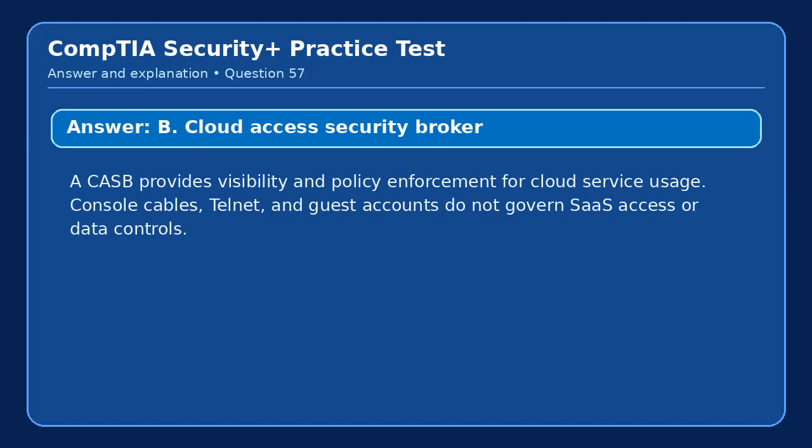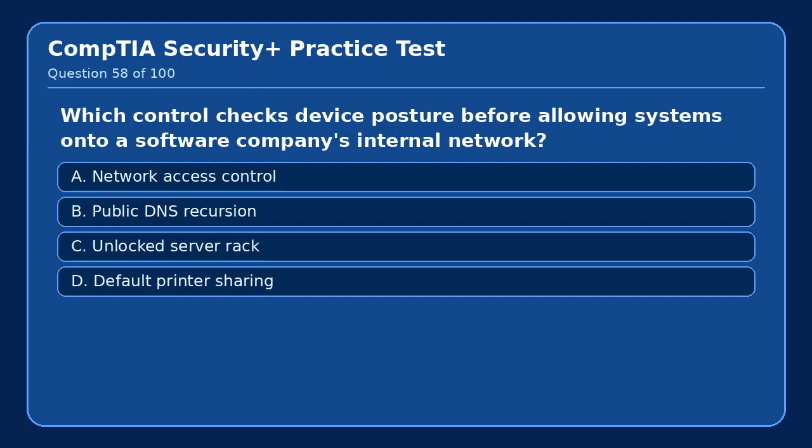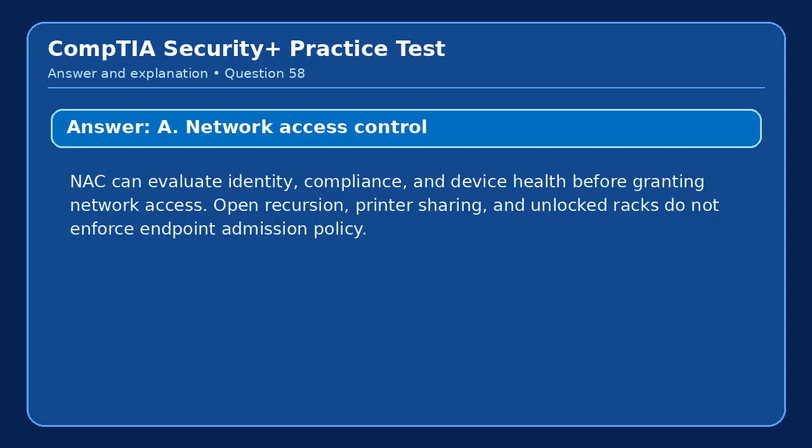Question 60. Which technology can actively block suspicious network traffic in line for a distribution warehouse? A. Paper asset register. B. Intrusion prevention system. C. Cable label maker. D. Passive IDS only. Take a moment to choose your answer. The answer is B. Intrusion prevention system. An IPS sits in line and can block traffic that matches malicious patterns or behavior. A passive IDS alerts only, while asset registers and labels do not block traffic.